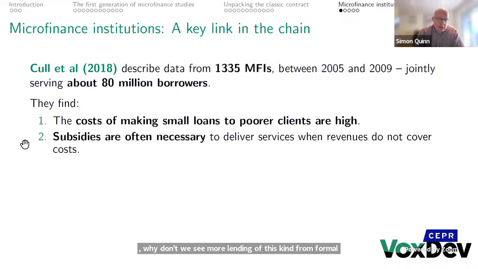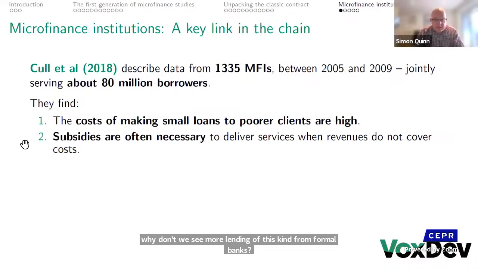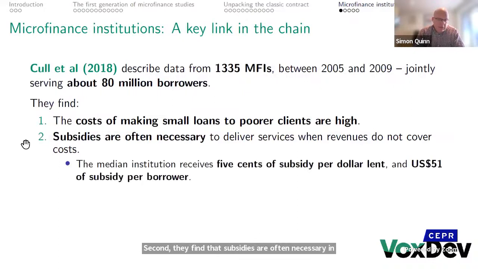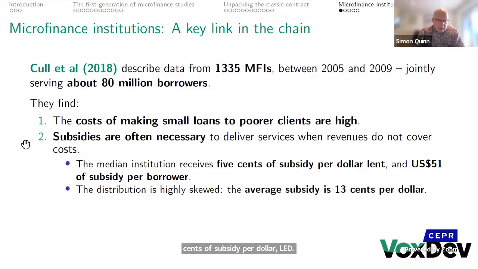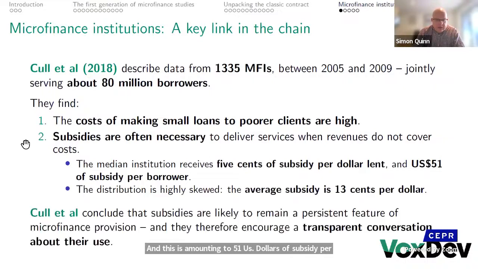Second, they find that subsidies are often necessary in order to deliver services in situations where revenues don't cover costs. So the median institution in this context is receiving 5 cents of subsidy per dollar lent, and this is amounting to $51 of subsidy per borrower. And this is a highly skewed distribution as well.